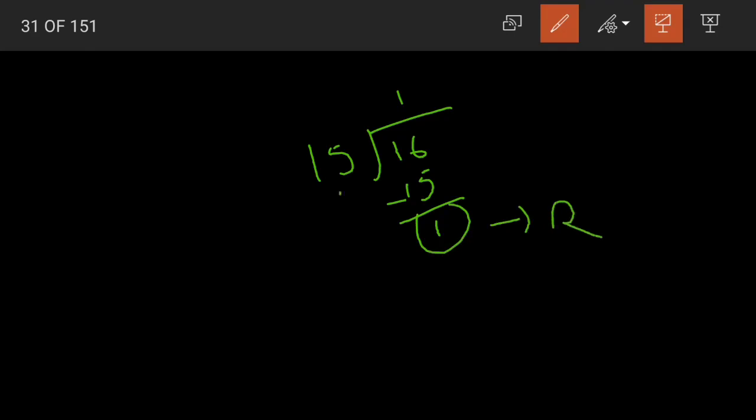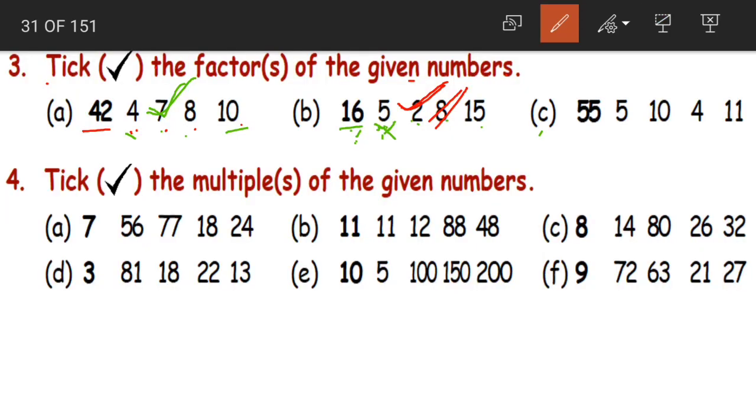So is 15 a factor, children? No, because 0 is not the remainder. 15 is not a factor of 16. I hope you can do question C, right? Yes. Now coming to question 4.